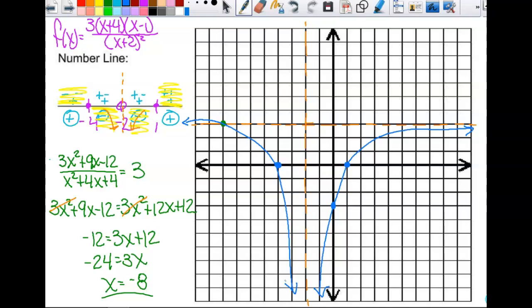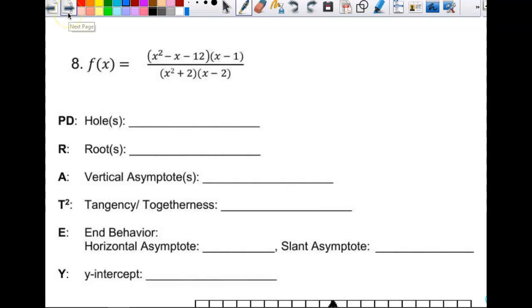Okay, you understand how all these pieces fit together? When I look at these equations, I have no clue what it's going to look like, just like you have no clue, because there's no parent functions for this. You have to find all the pieces and then put the pieces of the puzzle together, and then you get your graph. All right, let's do number 8.